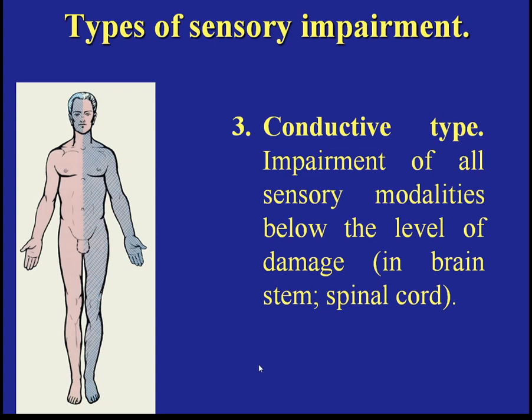The next type of sensory impairment. This is the conductive type. Impairment of all sensory modalities below the level of damage in the brainstem or spinal cord. For example, in this case, the brain level of pathology, maybe spinal level of pathology, maybe brainstem level of pathology, and below the level of lesion of the pathways, we can see pathology of sensation.